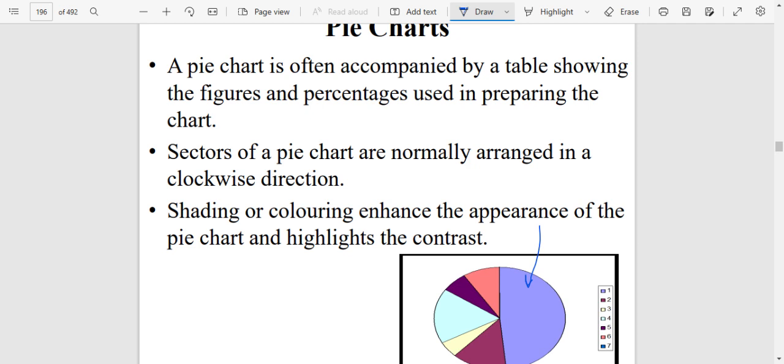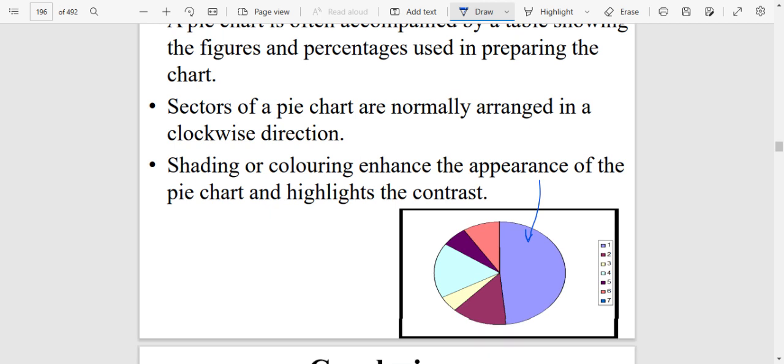Okay, an example, you have a pie chart here. So a pie chart is often accompanied by a table showing the figures and percentage used in preparing the chart. And also it comes with colors. So that is just a key to be able to understand. So this color is representing this, this color is representing this, and this is representing this percentage. And I think just from angles, we're able to calculate the percentages. We can see this is almost 180. So it means that this trait takes about almost half of the whole population.